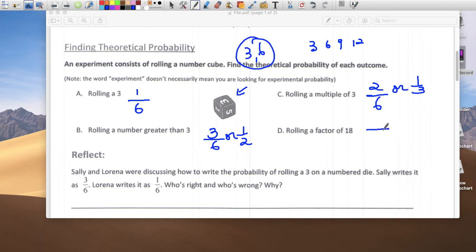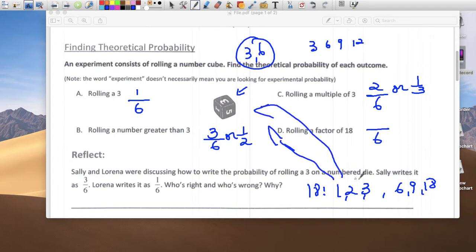And rolling a factor of 18. Remember how we did factors a long time ago. Think of all the numbers that multiplied give you 18: 1 and 18, 2 and 9, 3 and 6, and that's it. So all these numbers are factors of 18. On the die there's a 1, a 2, a 3, and a 6. So there's 4 numbers, 4 out of 6 chances of rolling a factor of 18, and that becomes 2/3.